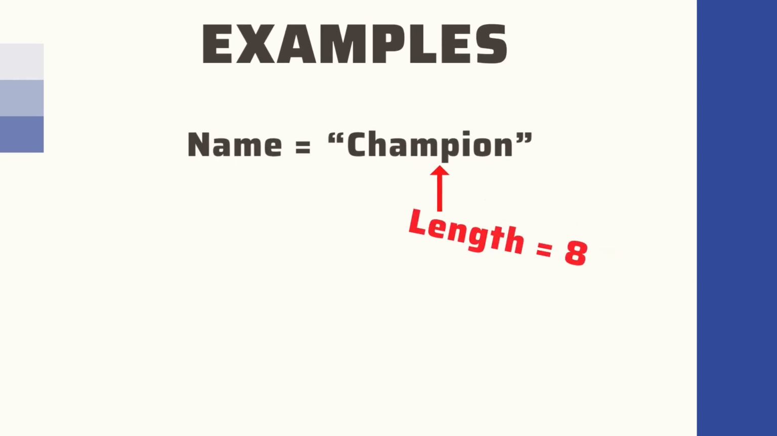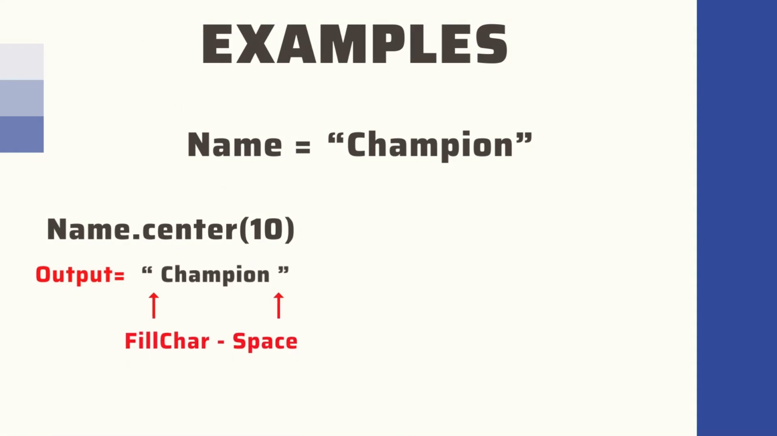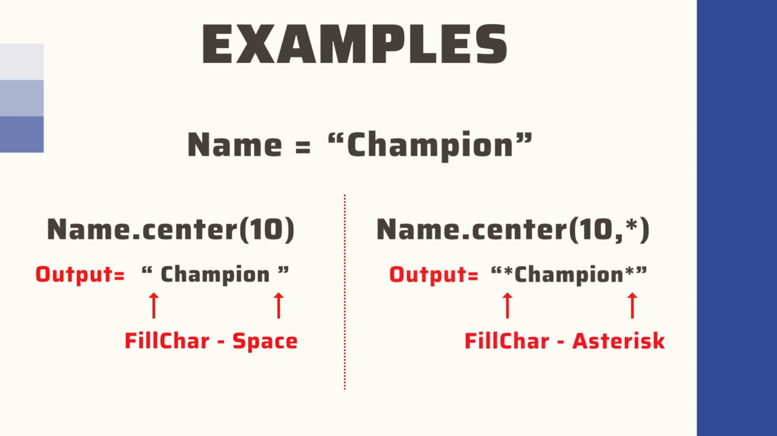Now let's look at an example to understand this better. We have a string champion and the length of the string is 8. When we call the center method on it and pass 10 as a parameter to this method, it will return the string champion after padding the left and the right of the string with spaces. Space here is the default fill character unless specified. If we write center 10 and pass asterisk as the second parameter, then Python will return the string champion after padding the left and the right of the string with asterisk.